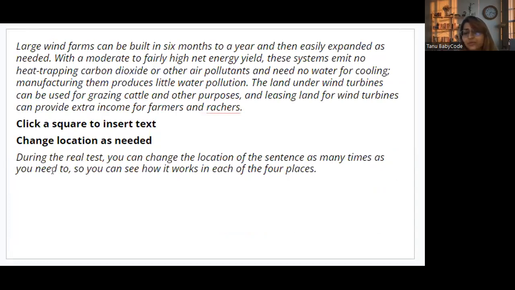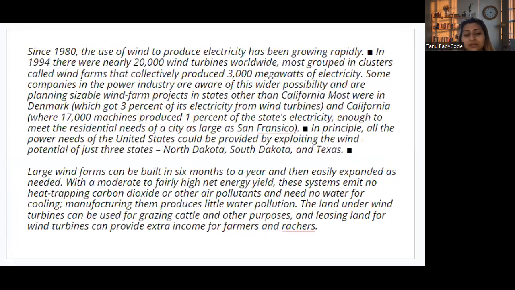You can click on the square box to insert your text and you can change the location also if it is needed. Even during the real test, you can change the location of the sentence anytime you want, as many times as you like, right? This way.